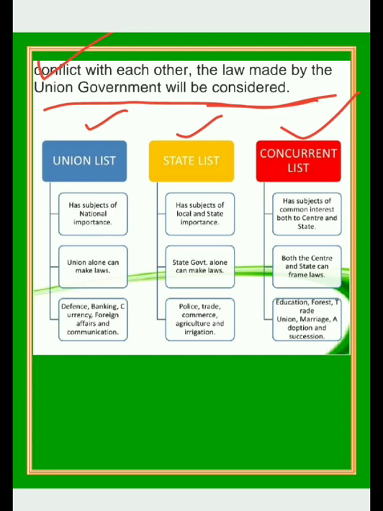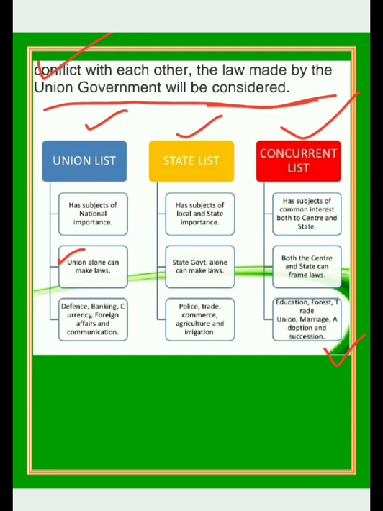Here we can conclude in this table: the union list has subjects of national importance. Union alone means the central government alone, the parliament alone, can make laws. Subjects you can mention here: defense, banking, currency, foreign affairs, etc. Then the state list, subjects of local and state importance, only the state government can make law, such as police, trade, commerce. Then the concurrent list, subjects of common interest, which can be of national or state importance, where both the governments can make law.